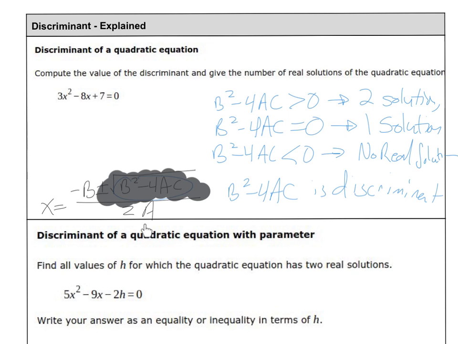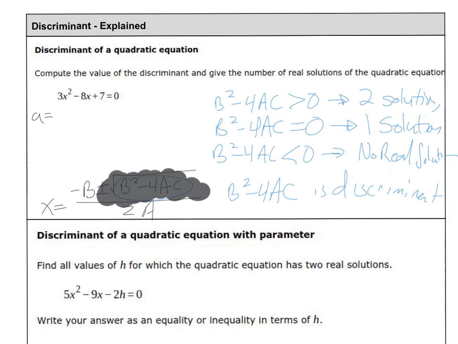So we don't need to go through the whole quadratic formula to talk about how many solutions it has. We just need the value, just the sign on b squared minus 4ac. So here's an equation. I just want to know what the discriminant is and how many solutions this equation will have. I don't actually want to find them.